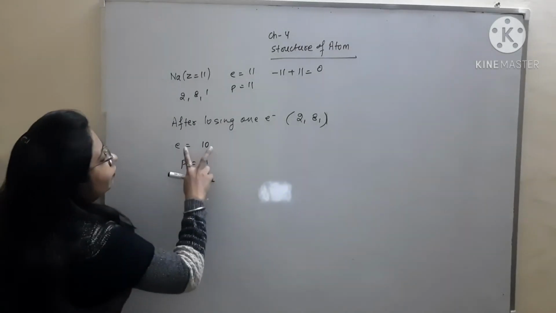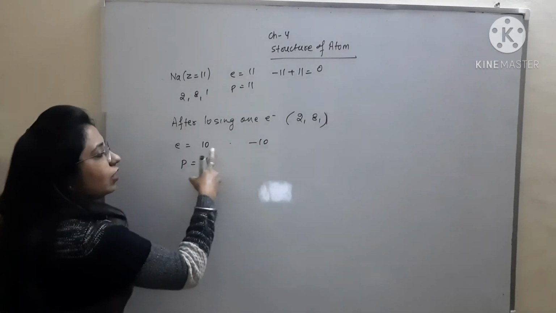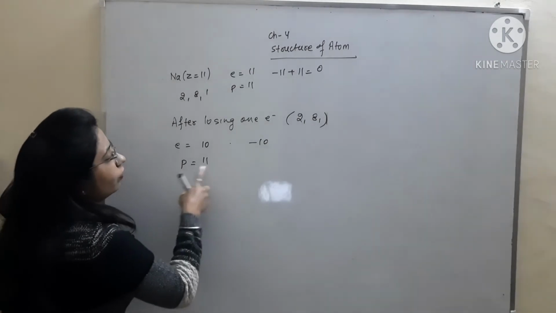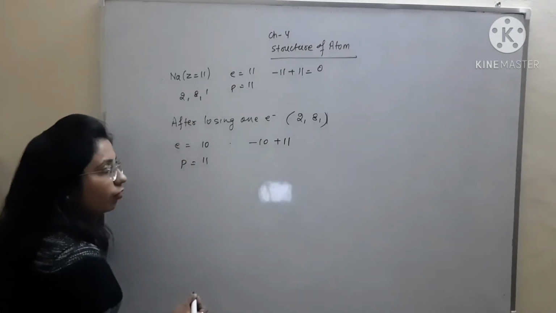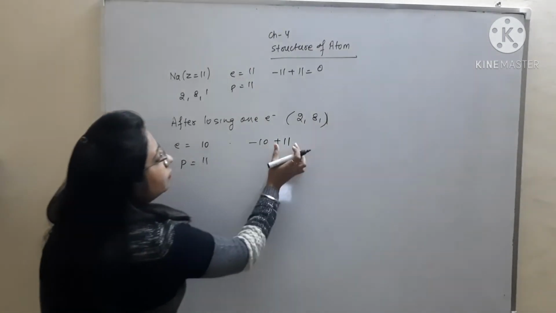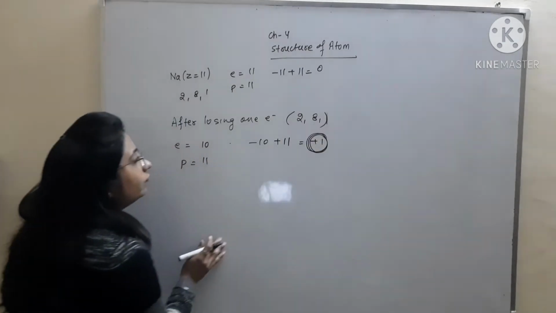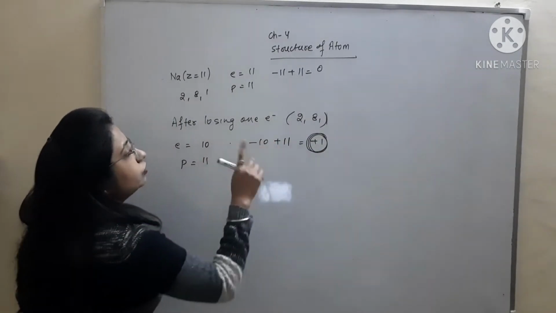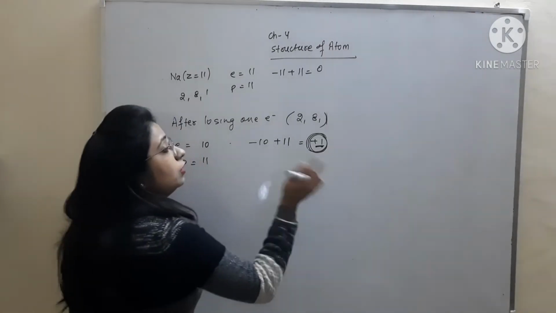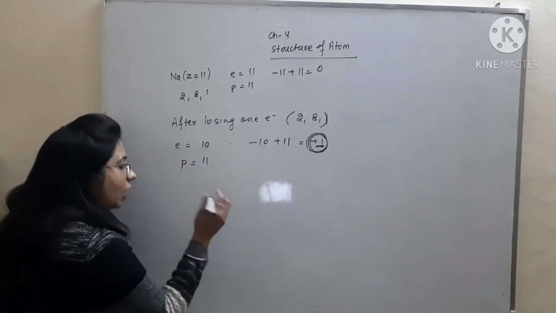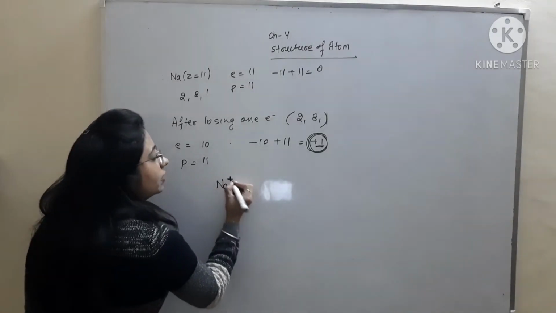Now, because of 10 electrons, it will have minus 10 unit charge, and because of 11 protons, it will have plus 11 unit of charge. Minus 10 plus 11, it will have plus 1 unit of charge. That means after losing one electron, sodium will acquire how much charge? Plus 1 charge. That's why now it will form Na plus ion.